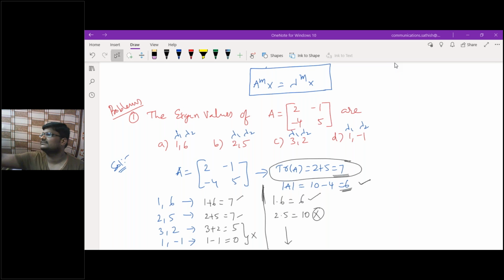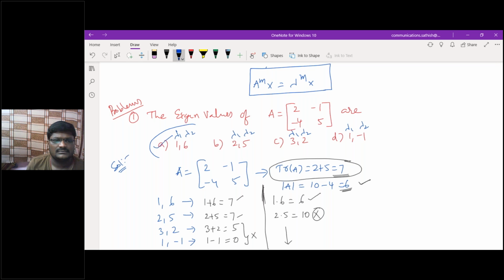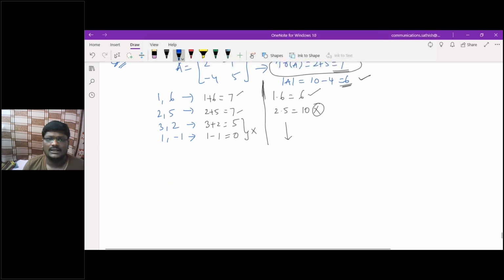Is it satisfying 6? No, sir. Only option A is satisfying the answer, right? So that is how you people have to solve problems like that. Is there any complication? No, sir. Can you try 2 more problems based upon that as homework?